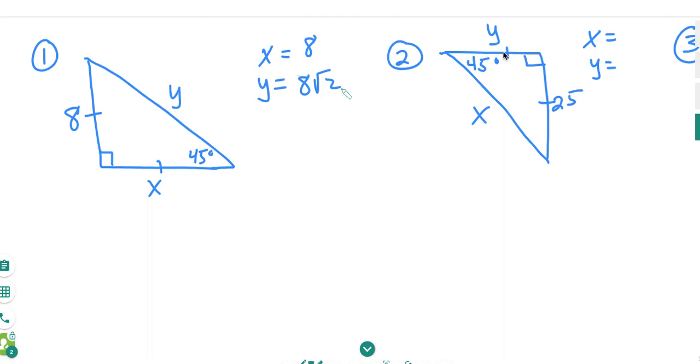On this triangle, you notice that we have two congruent legs. One's 25, so y would also have to be 25. And then the hypotenuse is the length of one leg times the square root of 2, so it's going to be 25 square roots of 2.